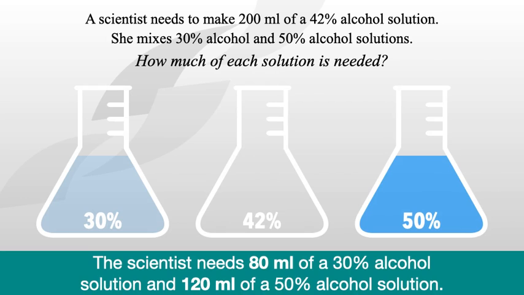Intuitively, this makes sense. Mixing some volume of a 30% solution with some volume of a 50% solution will result in a mixture in which the percent falls somewhere between the two. Because 42% is closer to 50% than 30%, it also makes sense that the scientist needed more of the stronger solution than the weaker solution.